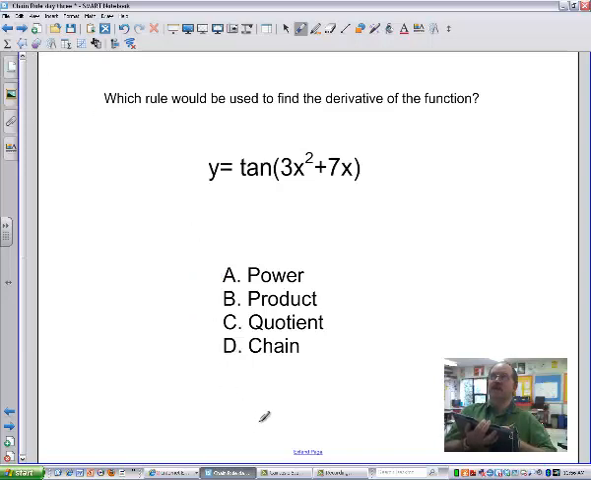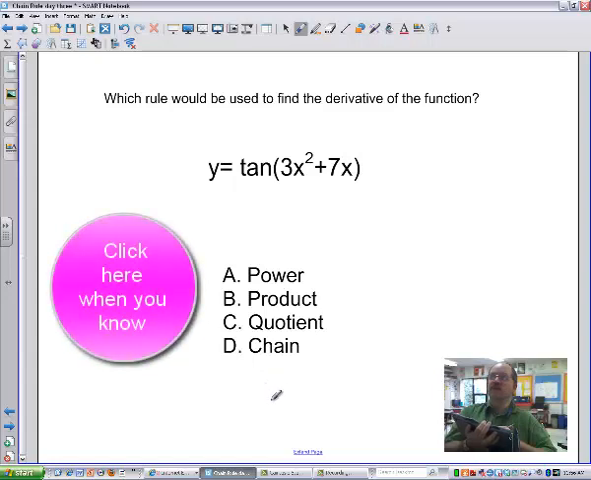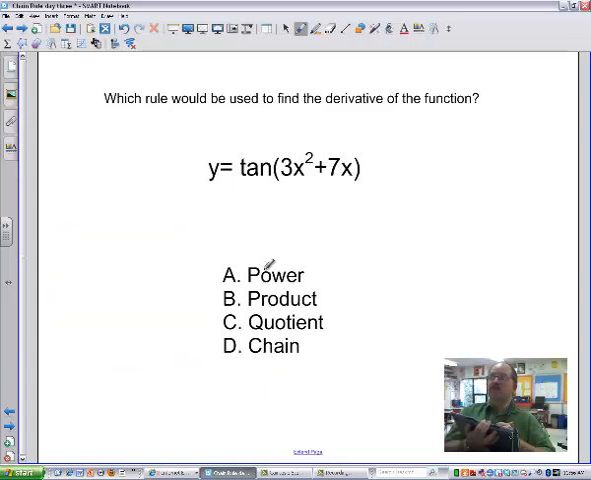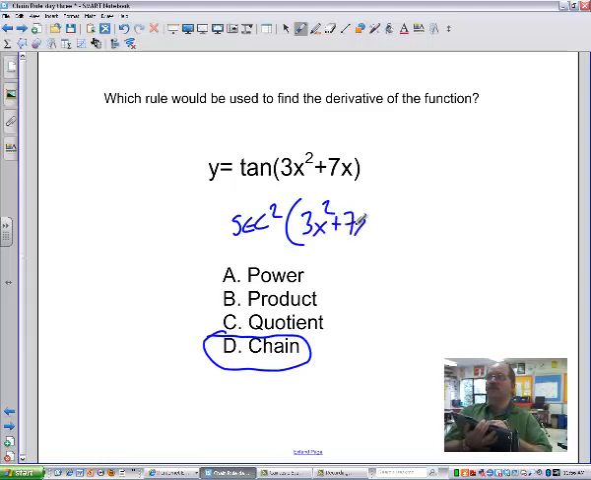All right, next one. How about here? Which rule would be used to find the derivative of that function? The tangent of 3x squared plus 7x. All right, so I would say that we are definitely using the chain rule. Because first we'd find the derivative of tangent, which is secant squared, and the secant squared of 3x squared plus 7x, not changing the argument at all, and then we'd multiply that by the derivative of 3x squared plus 7x, which is 6x plus 7, and that would be our derivative in this case.